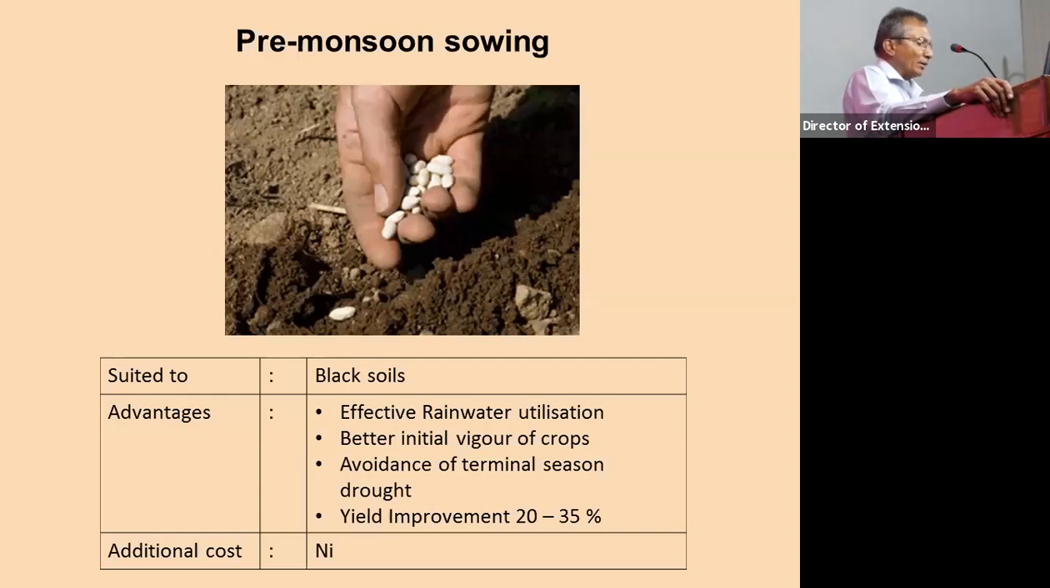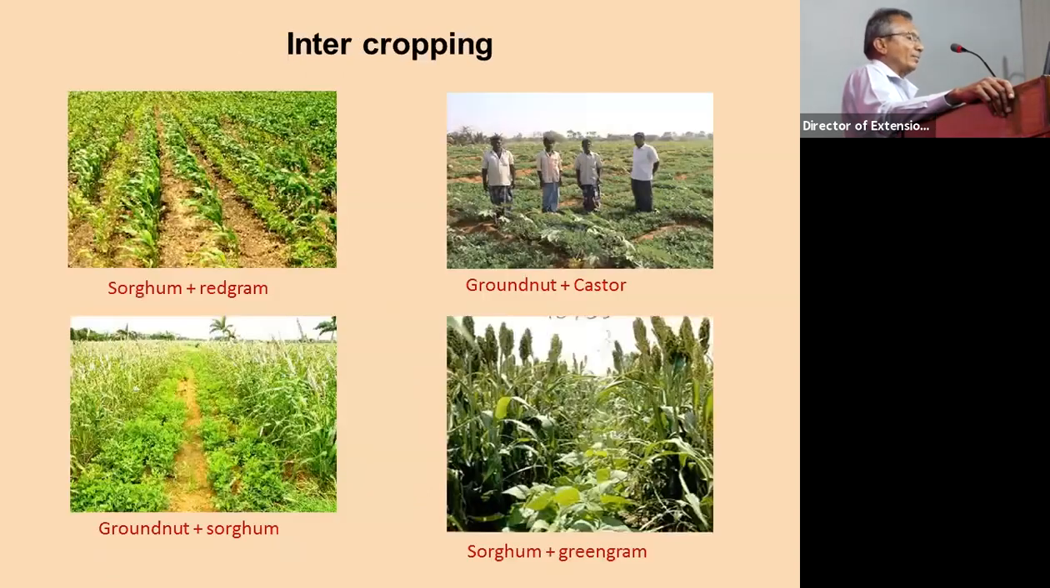You can also reduce terminal drought. Sometimes if sowing gets delayed, you can face drought at the time of maturity. If the crops grow well and quickly until maturity, they are safer, and if there is any drought, you will otherwise lose the entire crop. About 20 to 35% yield improvement can be seen, without much additional cost.